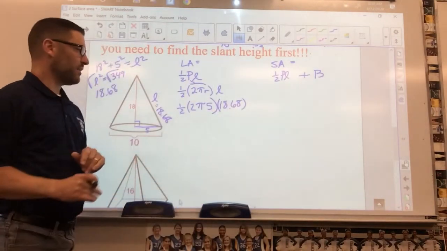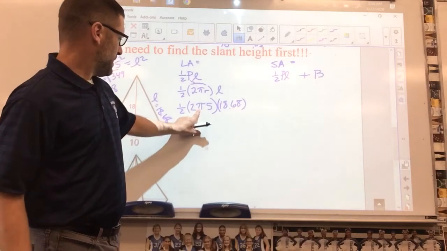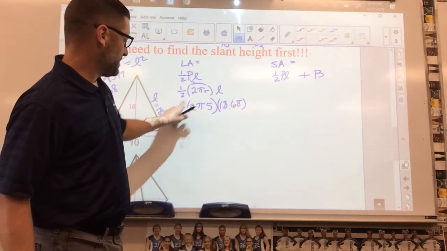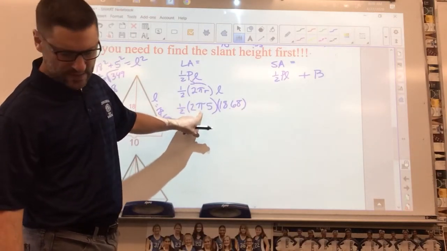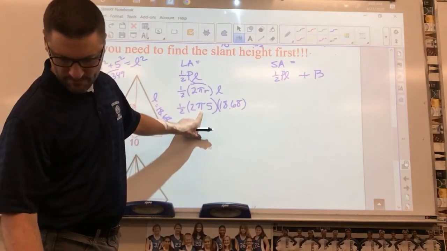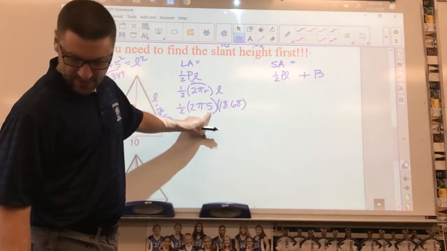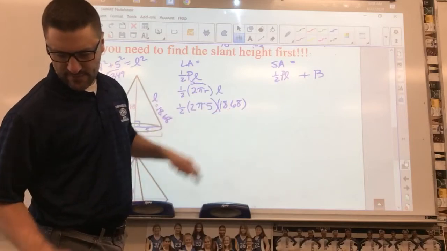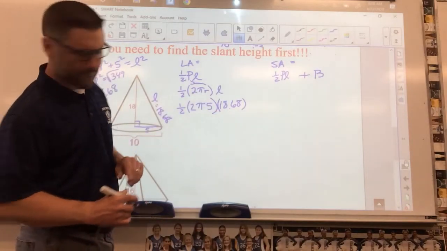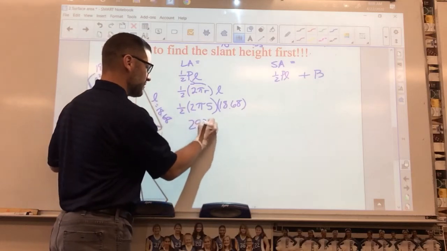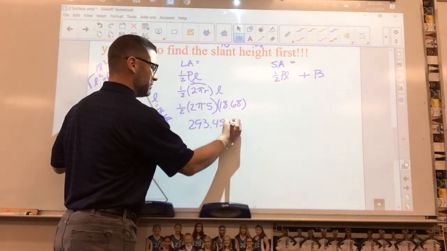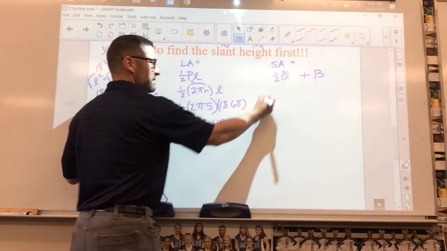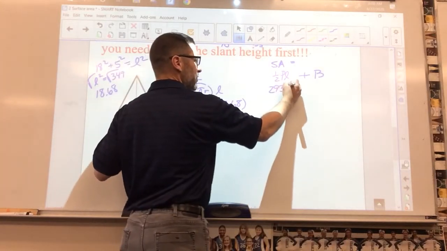And now I can perform my calculation. This isn't too hard. 1/2 times 2 wipes each other out, so all I really have to do is take pi times 5 times that 18.68, and I got 293.45. That would be square units, and that goes here, 293.45.